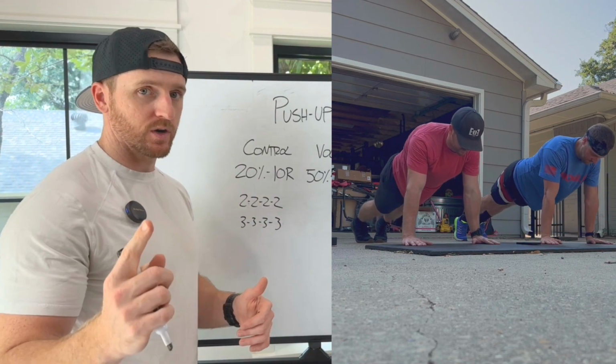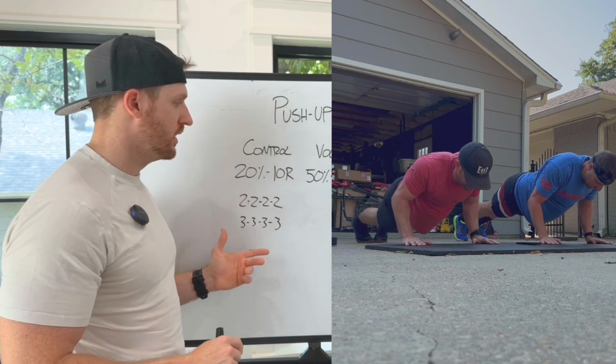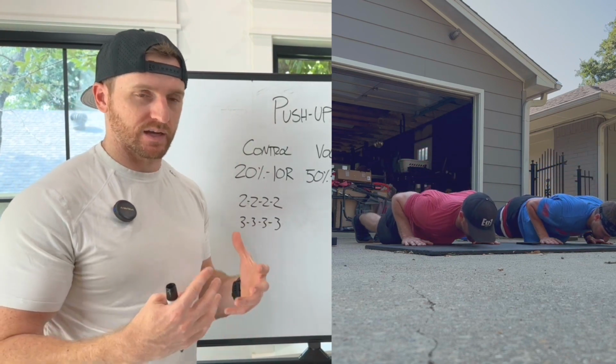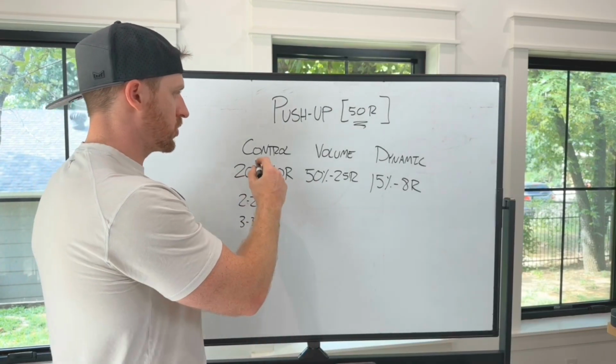So in the first week I did this, I started at a 2-2-2 tempo and then I went up to the 3 tempo because it was a little bit more challenging and I felt that kind of was matching my capacity, my ability. That's what the control reps look like.